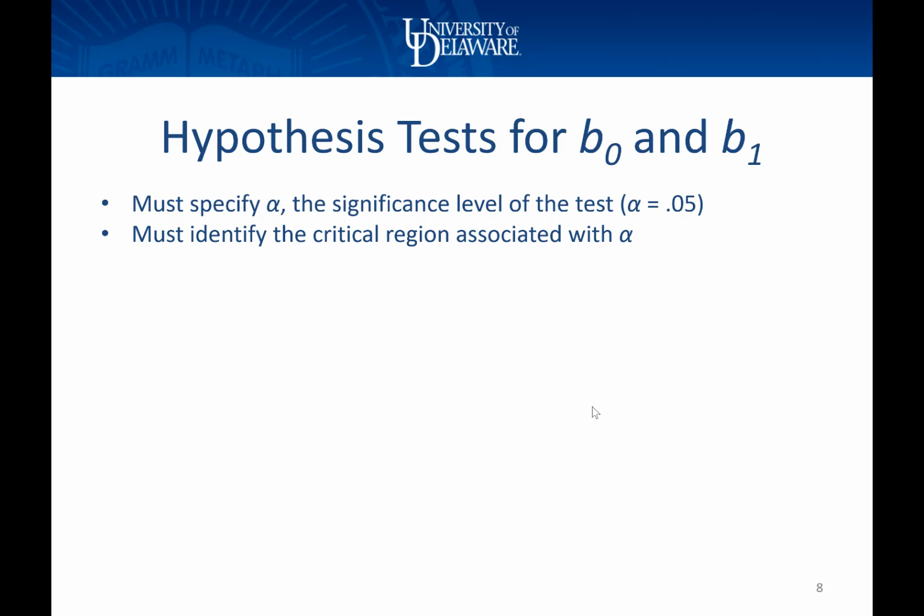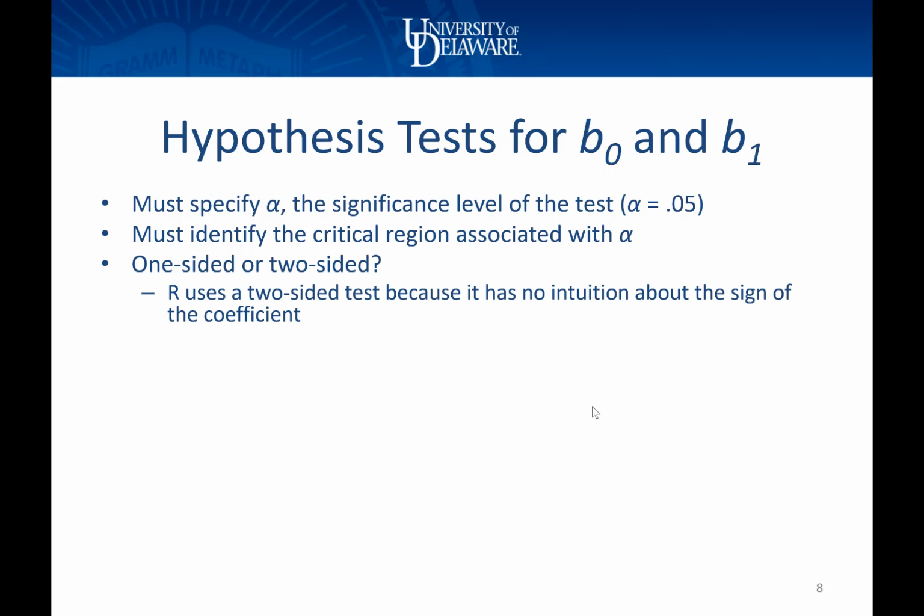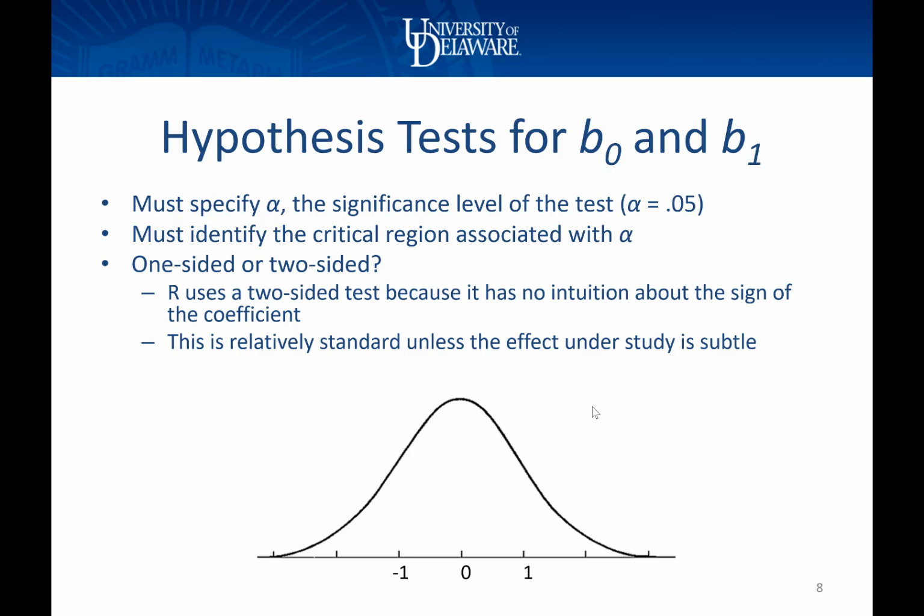Now let's identify the critical region associated with alpha and whether this is going to be a one-sided or two-sided test. Now, I've already told you R always uses a two-sided test because it doesn't know if you want to test greater than or less than. This is relatively standard. You could do your own testing if there's some very subtle effect that you're not seeing with the two-sided test. So here's our normal distribution.